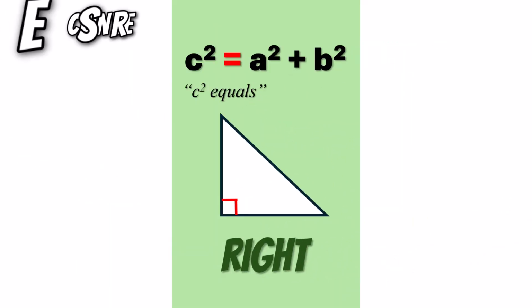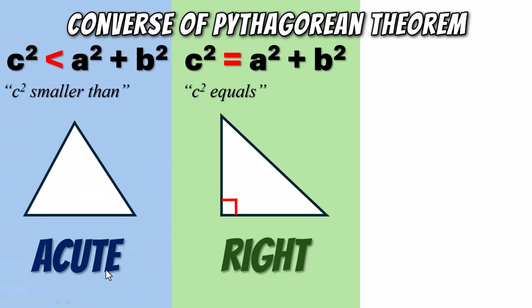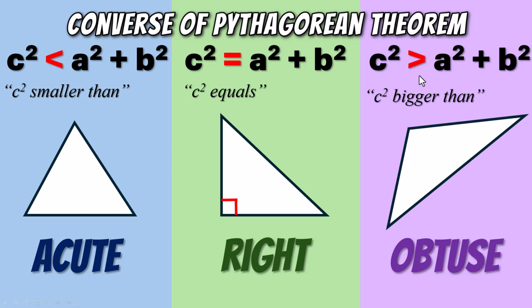All right, let's get this in your notebook if you are taking notes. Otherwise, just watch. This is a nice comparison. C squared equals a squared plus b squared: think c squared equals, it's a right triangle. If c squared is less than a squared plus b squared, think c squared smaller, then it's acute. And if c squared is greater than a squared plus b squared, think c squared bigger, then you're talking about an obtuse triangle. We're going to give you the 3 measurements. You're going to figure out what triangle it is.